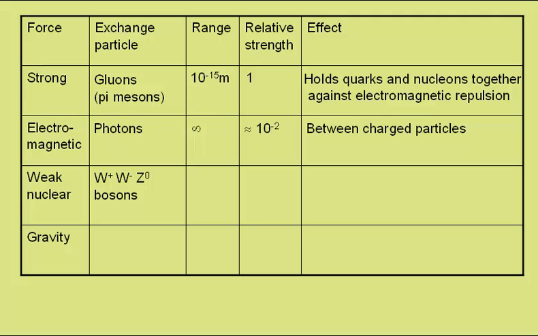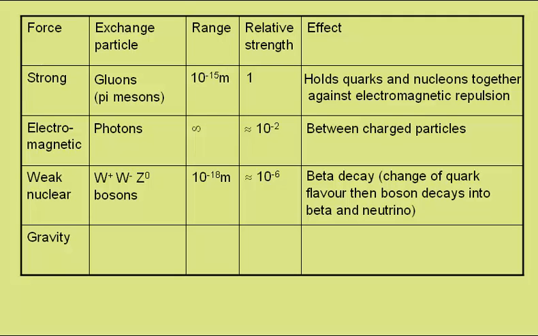The weak nuclear force has W+, W-, and Z0 bosons as its exchange particles. These have a relatively high mass, and so a tiny range, 10 to the minus 18 of a meter, roughly 1/100th the diameter of a proton or neutron. They are roughly 1,000,000 times weaker than the strong force, and it is the weak nuclear force which is responsible for beta decay. The ejection of a W boson will change quark flavor, changing a down quark to an up quark in beta minus decay. This W boson will then decay into the beta particle and the electron antineutrino.